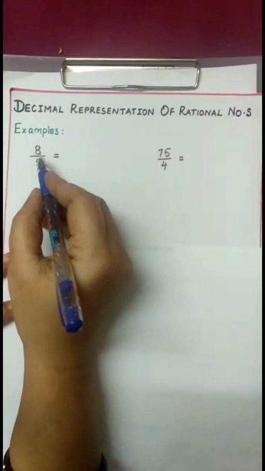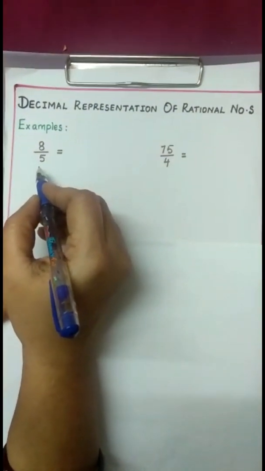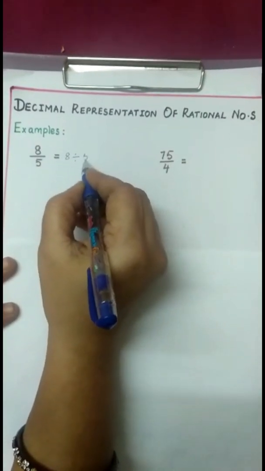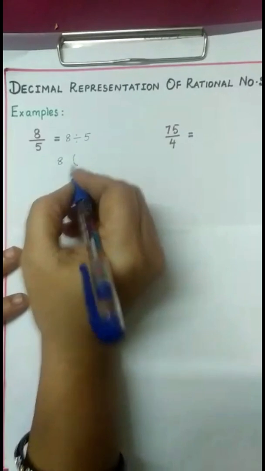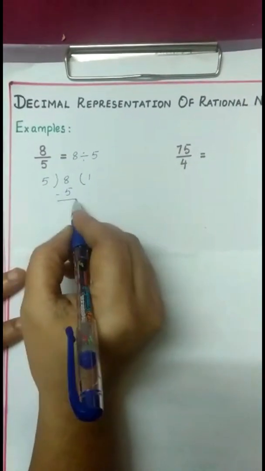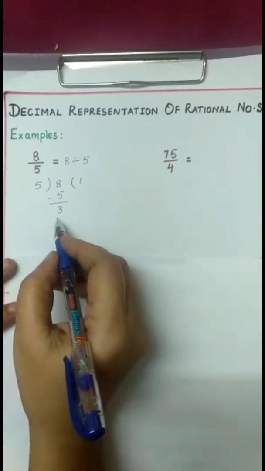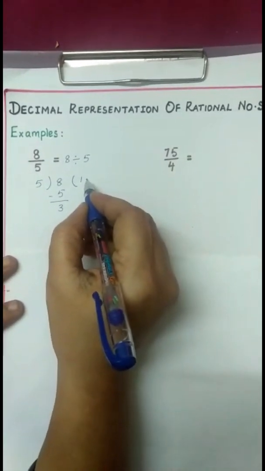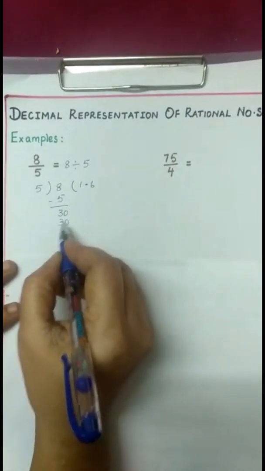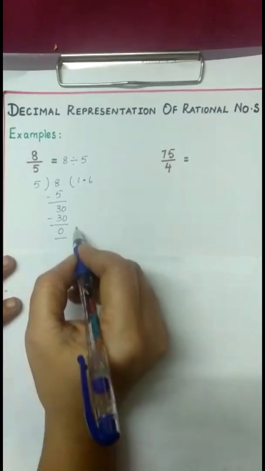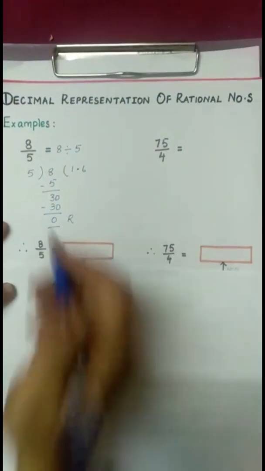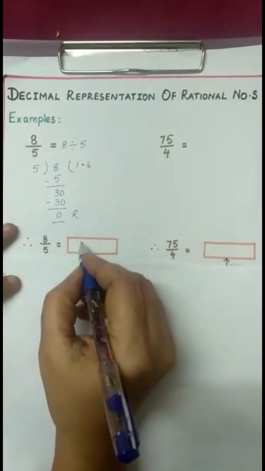Now here, the first example is 8 by 5, which is in the form of p by q. 8 by 5 means 8 divided by 5. Now let us divide here. 5 ones are 5. 8 minus 5 is 3. As the remainder 3 is less than 5, place the decimal over here and write 0. 5 sixes are 30. 30 minus 30 is 0. Here, this division ends with remainder 0. The quotient is 1.6.